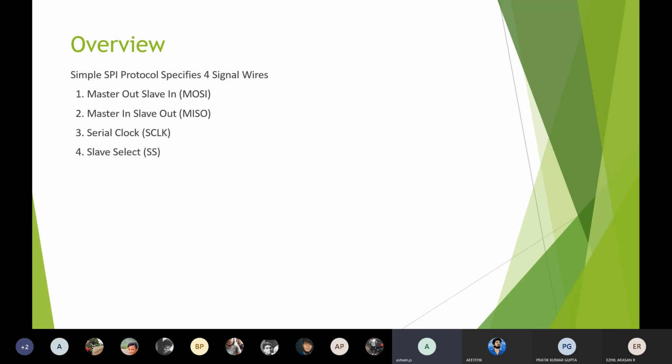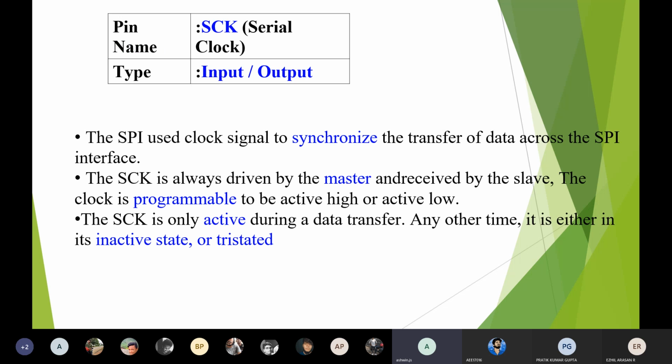And the pin descriptions are given. The serial clock, SCK, will act as both input and output. Why? Because if two devices are connected, one will produce the clock signal and the other will receive it, but both pins are the same. So here the serial clock is bidirectional. It will act as the input as well as the output.